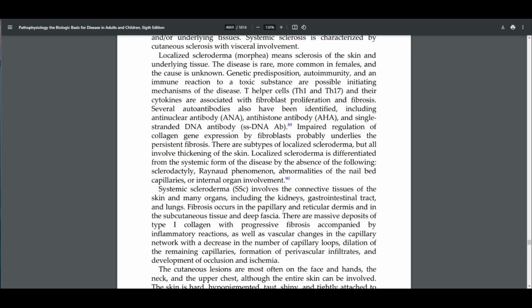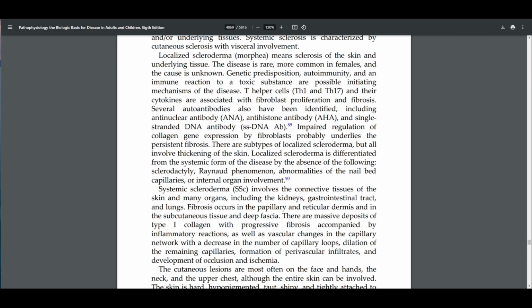Genetic predisposition, autoimmunity, and an immune reaction to a toxic substance are possible initiating mechanisms of the disease. T helper cells, Th1 and Th17, and their cytokines are associated with fibroblast proliferation and fibrosis. Several autoantibodies also have been identified, including antinuclear antibody, antihistone antibody, and single-stranded DNA antibody.